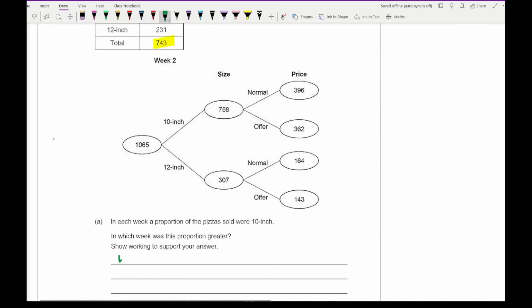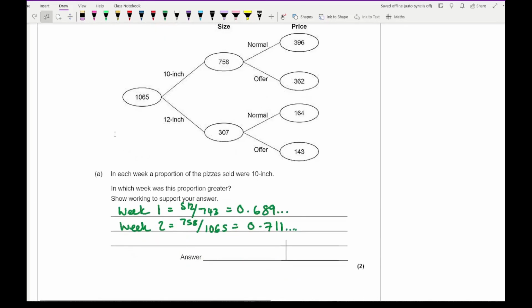So week 1, the proportion equals 512 divided by 743, and if I convert that to a decimal, I get 0.689 and so on. Now if I do the same for week 2, so how many 10-inch pizzas were sold? Well, it's going to be 758 divided by the total number of pizzas, which was 1065, and if I convert that into a decimal, I get 0.711 and so on.